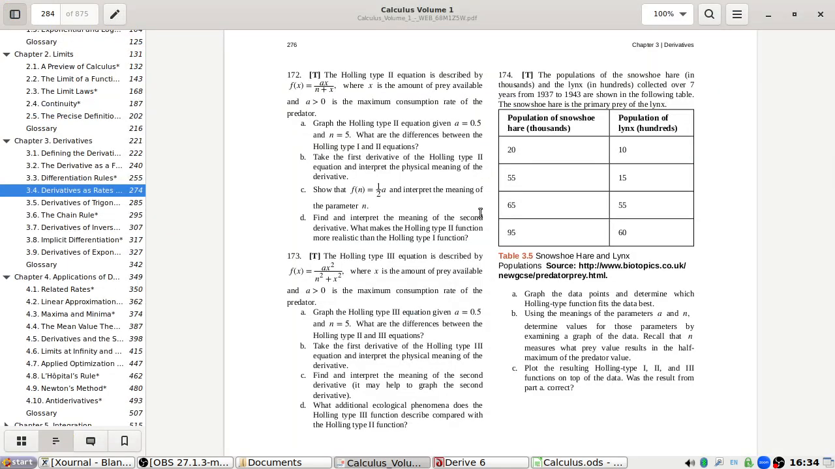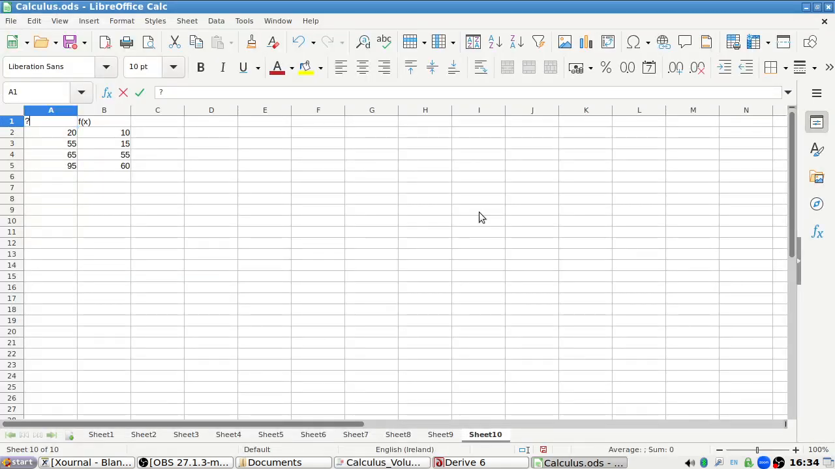Okay, so this is the hare population in thousands, and then the lynx population in hundreds. Now, I'm going to convert that to thousands just so we're on the same scale. No, I've done that wrong now. I need to be careful. That's the lynx population in hundreds. So what I mean to do is convert this into hundreds instead of thousands. So this has to get bigger.